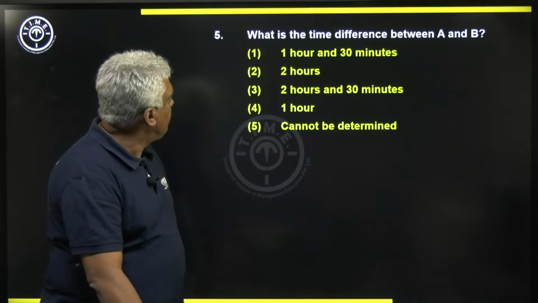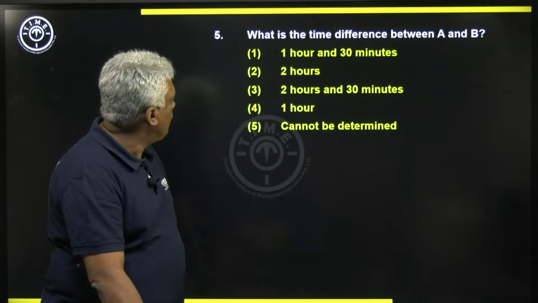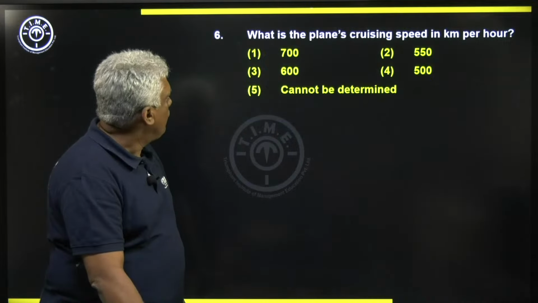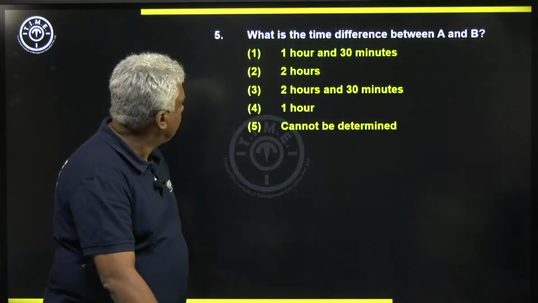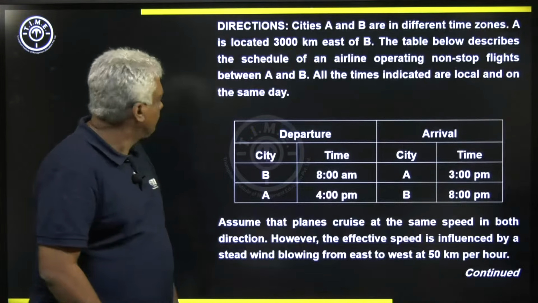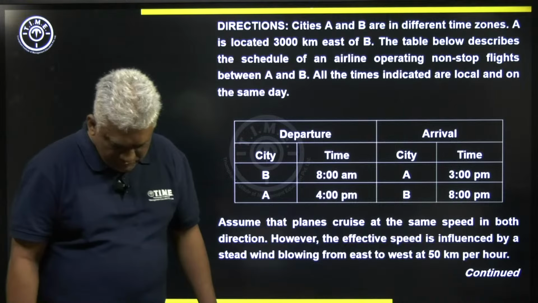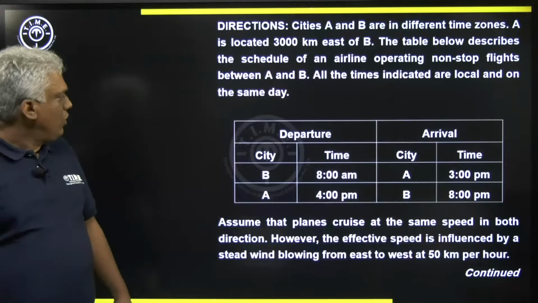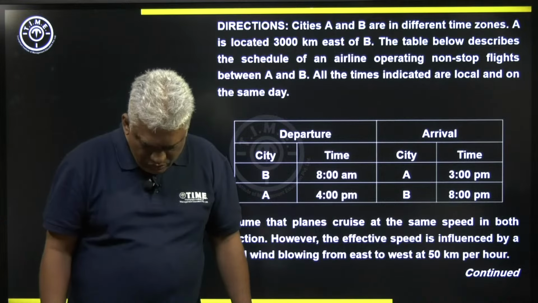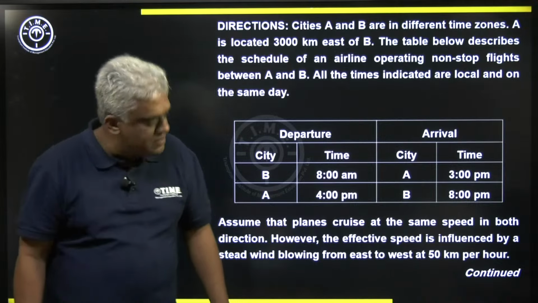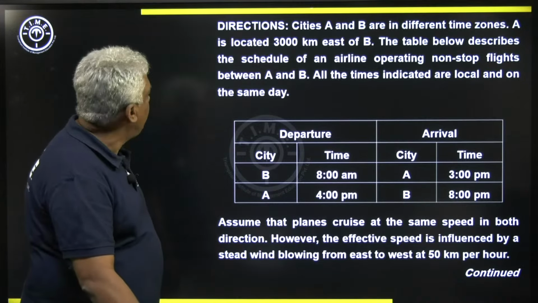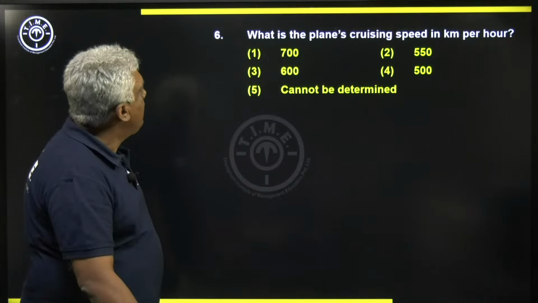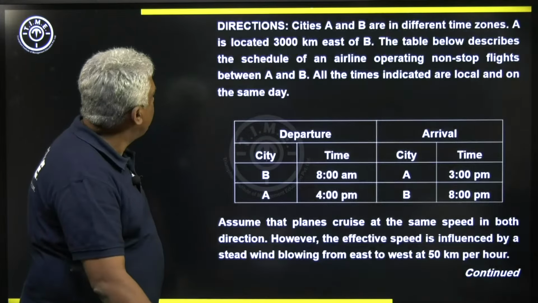So what is the time difference between A and B? And one question is, what is the speed of the plane in kilometer per hour? Okay, let's solve it. I think we can start. See, in this question, it's better to solve the second one first, the plane speed, right? So what is the information here?